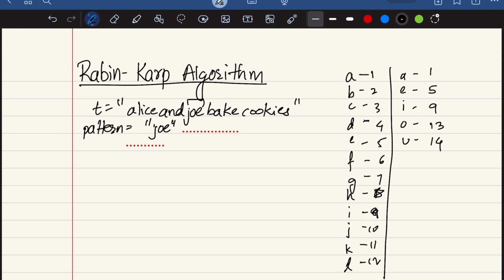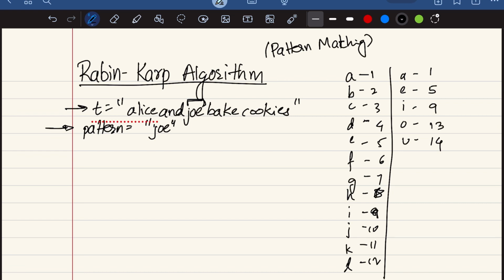Hey everyone, in this video we are going to look at the Rabin-Karp algorithm. The Rabin-Karp algorithm is also called a pattern matching algorithm, where we are given a string, let's say "Alice and Joe bake cookies", and we need to see whether the pattern "Joe" exists in this string or not. If you see, it does exist at this position, and we have to say that the pattern does exist.